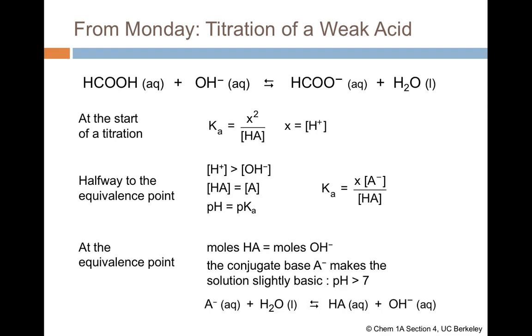So our key differences between a titration of a weak acid versus a strong acid are this slightly basic pH at the equivalence point, the fact that the halfway point to equivalence tells us the Ka of that weak acid, and the fact that we have to do a few extra steps to determine the initial pH.